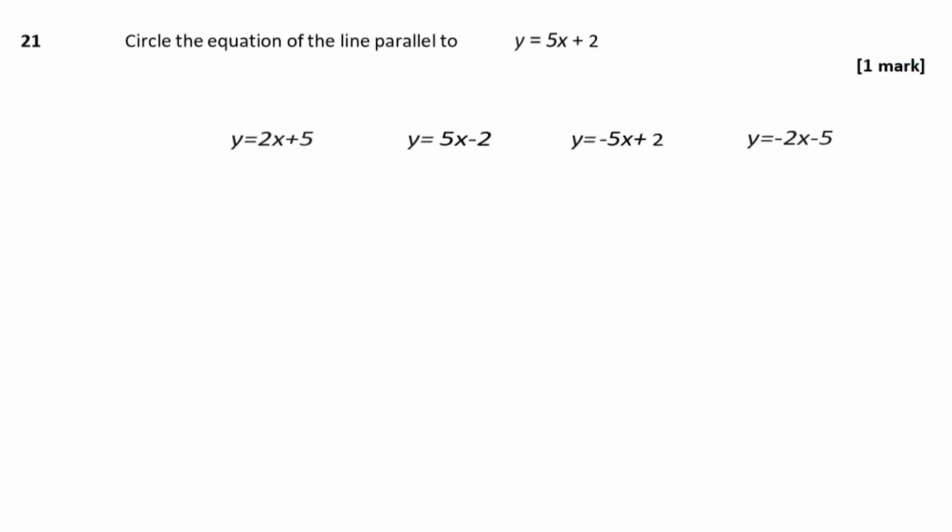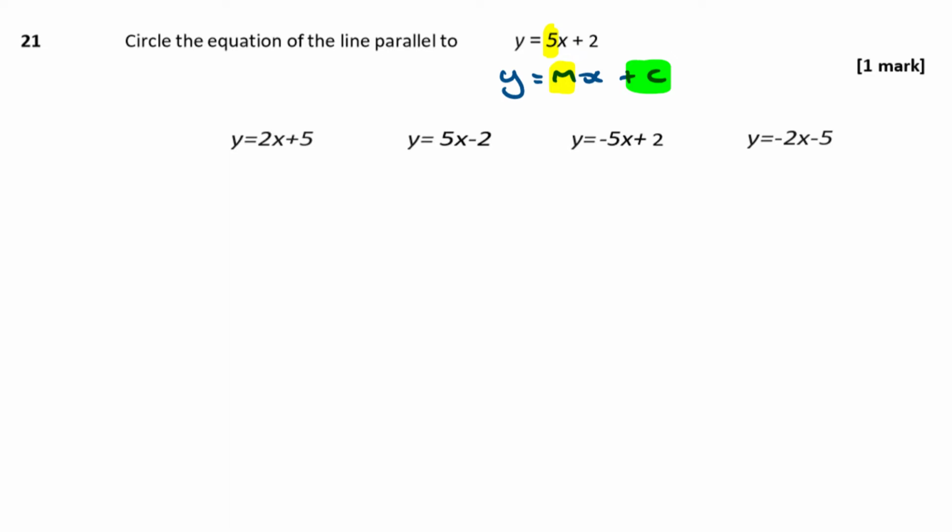Question 21, circle the equation of the line parallel to y equals 5x plus 2. Now remember, equations of straight lines are in the form y equals mx plus c, where m is the gradient and c is the y-intercept, isn't it? Now if two lines are parallel, it's the gradient that is the same, isn't it? So two lines that are parallel are going to have the same gradient.